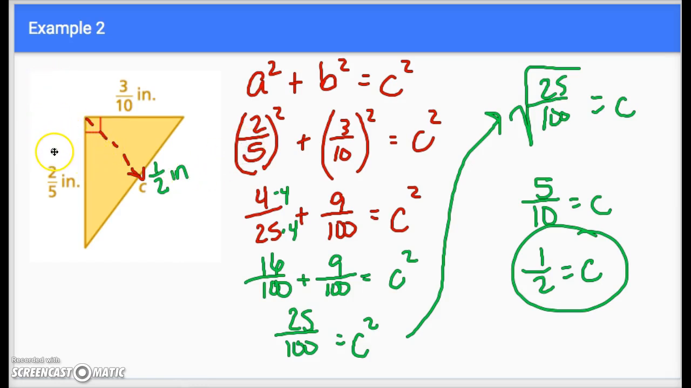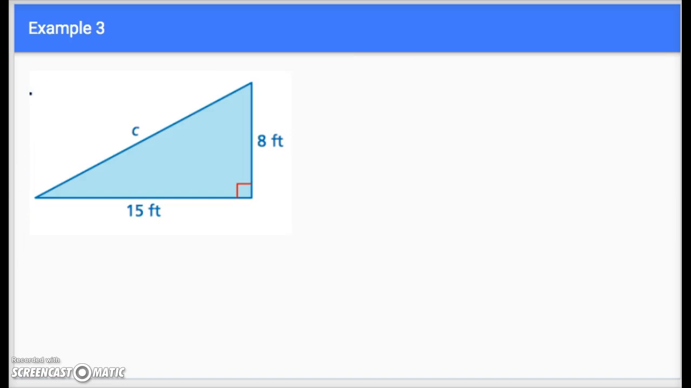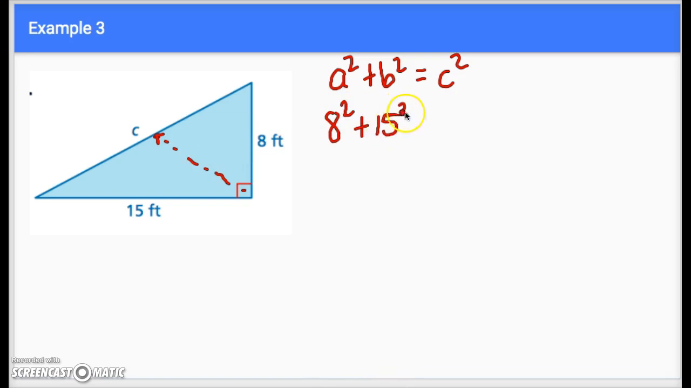All right, moving on to example number 3. Okay, again, here's the side we're looking for, and I'm noticing automatically that it is across from the right angle, so that's my hypotenuse. So as I fill in my numbers into the equation, my a and b are going to be the 8 and the 15. So 8 squared plus 15 squared has to equal c squared. And then just start to solve.